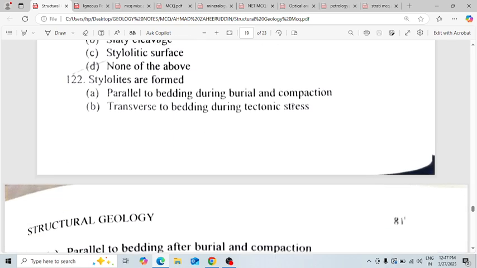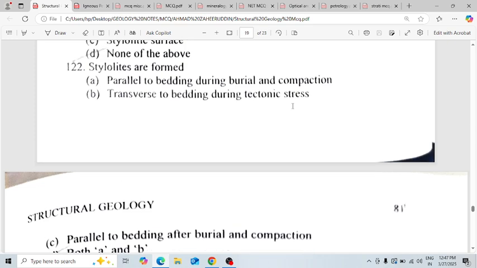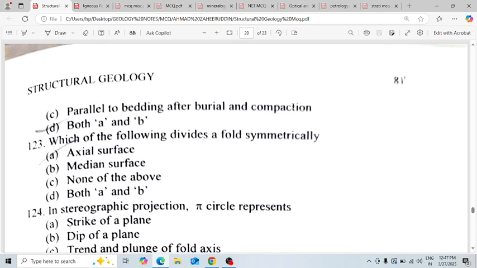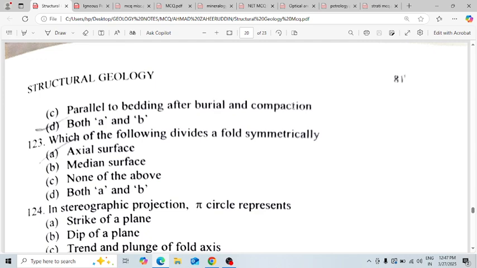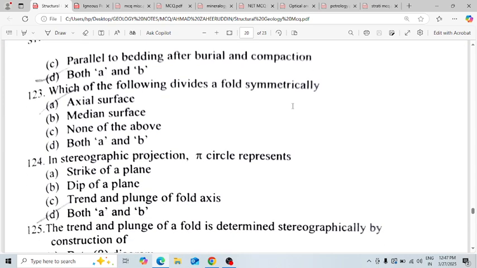Stylolites are formed parallel to bedding during burial and compaction, transverse to bedding during tectonic stress. Which of the following divides a fold symmetrically? Axial surface. In stereographic projection, pi circle represents both A and B, that is strike of the plane and dip of the plane.